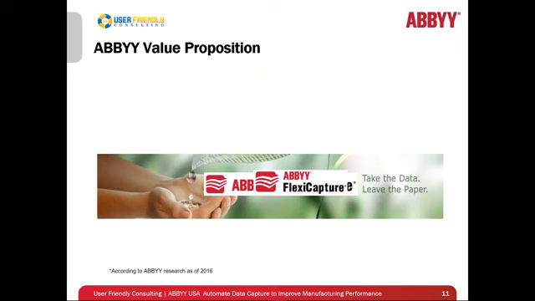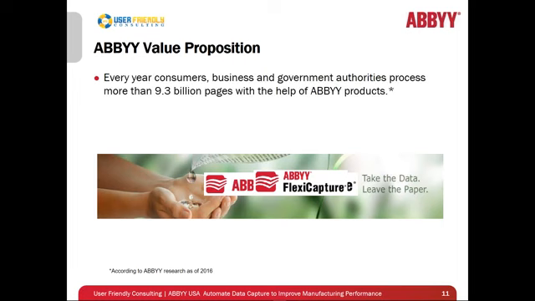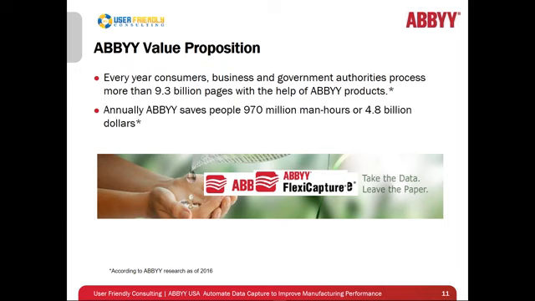I'm going to tell you just a little bit about the value proposition. Of course, you're going to invest money. You expect a return on investment for your money. And ABBYY is a leader in really recognizing large savings for customers. Every year, businesses and government authorities process more than 9.3 billion pages with the help of ABBYY. Paper is not going away anytime soon. We know that. Annually, ABBYY saves people 970 million man-hours, or $4.8 billion. There are some estimates that ABBYY has put together as of last year.